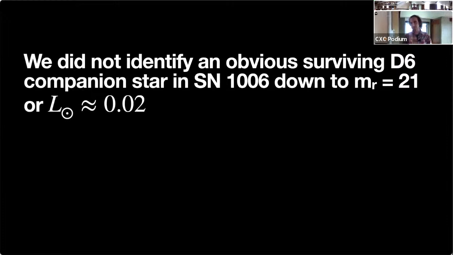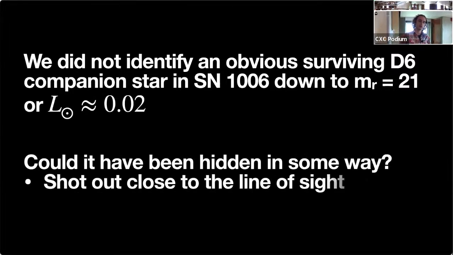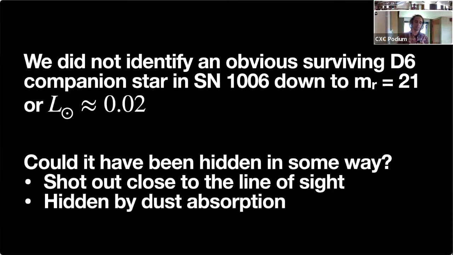So where does that leave us? We did not discover an obvious surviving companion in SN1006. We wanted to be thorough. We wanted to make sure that there wasn't any reason that we could miss it. And we came up with 2 significant reasons we wanted to investigate. First, could the star have been hidden because it was shot out relatively close to the line of sight? Because this was a proper motion survey, we wouldn't have been sensitive to this possibility. The second possibility is whether it could have been hidden by some unforeseen dust absorption, say by the remnant itself. We wanted to investigate both of these possibilities.